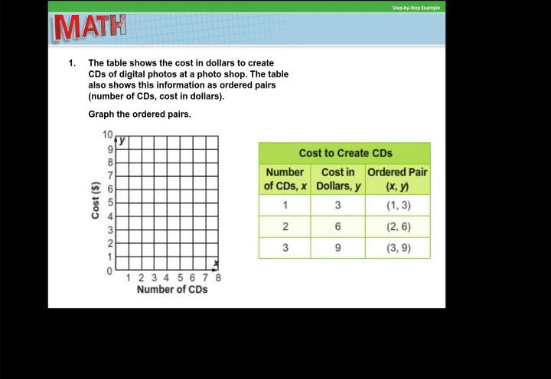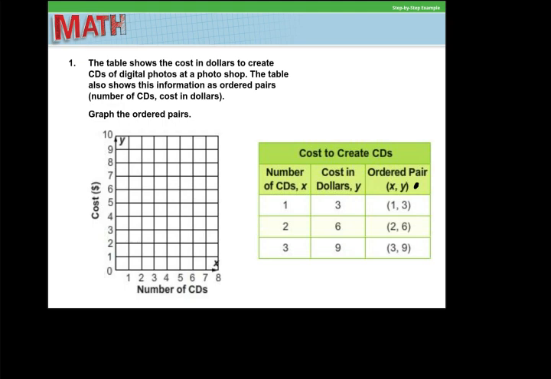Like if you buy one piece of gum for a quarter, you pay a quarter, and if you want 2 pieces of gum, you have to pay 2 quarters. Same thing. So we have our number of CDs, 1, 2, and 3, and then our dollars at 3, 6, and 9. They already show us our ordered pairs right over here, so we don't really have to think about what goes where.